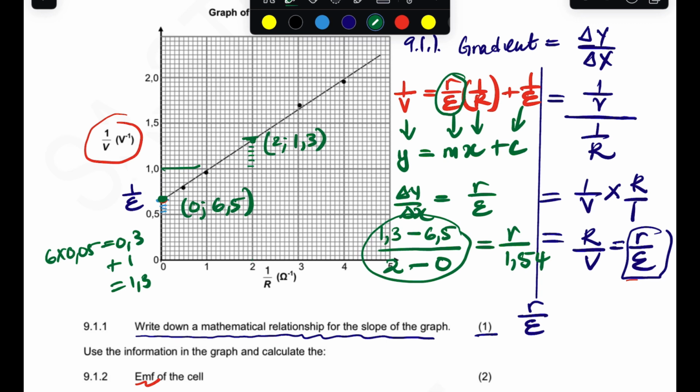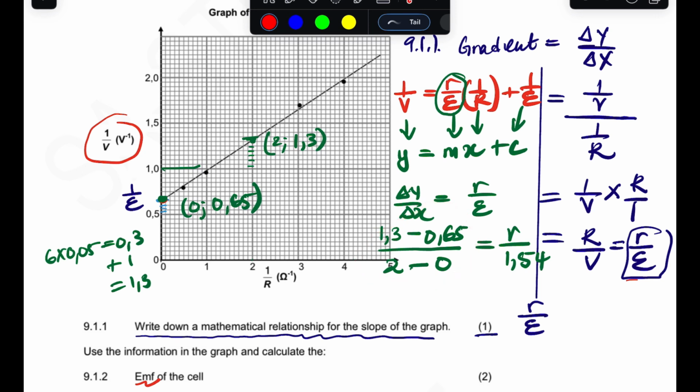But there's something wrong here. It tells us that the gradient is going to be, so let me double check the points. It's 2 and 1.3, right, which is fine. And here is 0 and no, not 6.5. That's the wrong part here. It's 0.65. I can see my gradient is going to be wrong here. So it's 0.65.